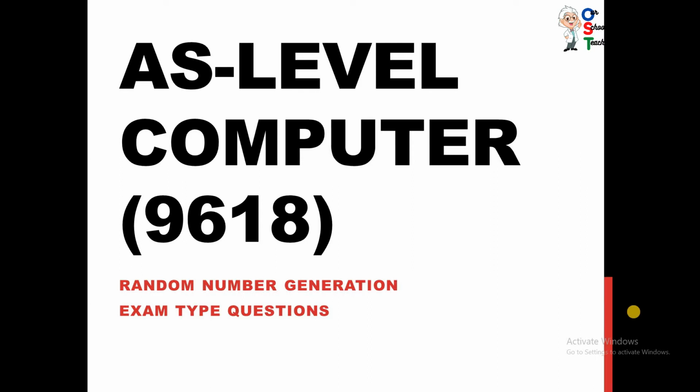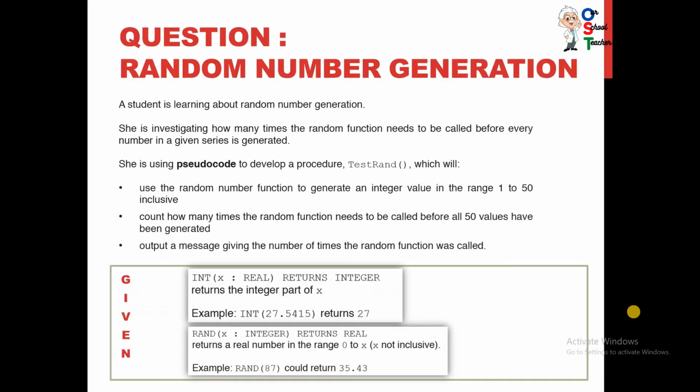In today's lesson, we are going to discuss an exam question of 2019, how to generate random numbers. Let's see the question. A student is learning about random number generation. She is investigating how many times the random number function needs to be called before every number in a given series is generated. She is using pseudocode to develop a procedure TestRand which will use the random number function to generate an integer value in the range 1 to 50 inclusive.